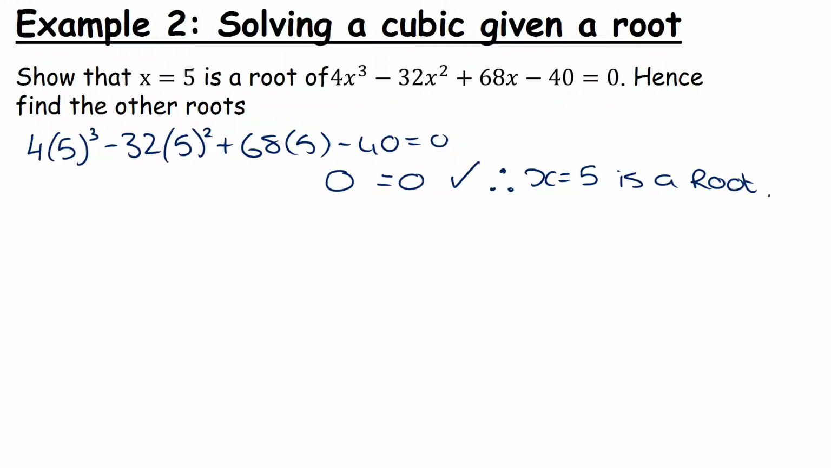So if we are given x equals 5 is a root, from this we can get a factor. So we know that x minus 5 then equals 0. Therefore, x minus 5 is a factor.